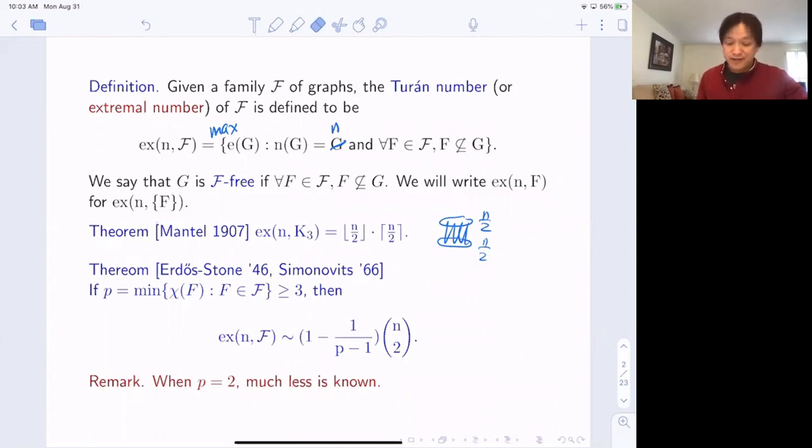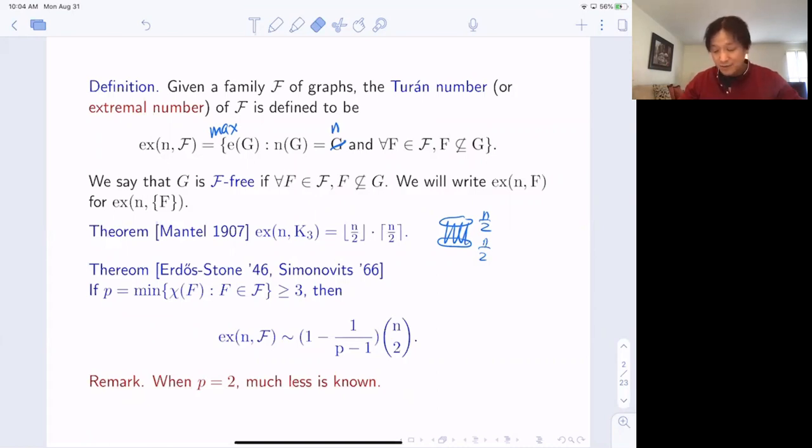So it's really a very nice theorem in many ways. First, it determines the asymptotics, and second, the answer depends mainly on the chromatic number, a very simple parameter, and it doesn't rely that much on the particular structure of the graphs in F. However, on the other hand, when p is 2, much less is known. So it's a direct, strong contrast to the p at least 3 case.